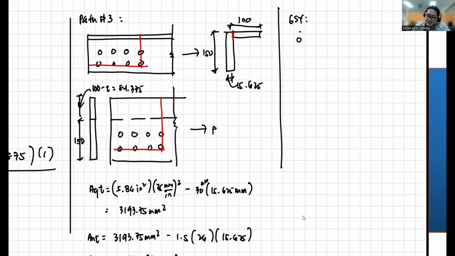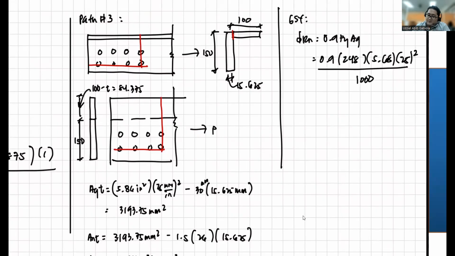So, phi Rn is equals to 0.9 Fy times Ag. So, we have 0.9 times yung 248, tapos ang Ag natin is 5.68 times 25 squared. And then divide natin by 1,000.